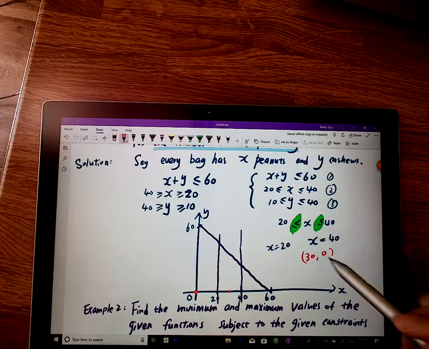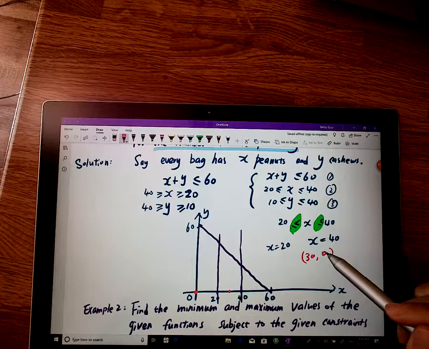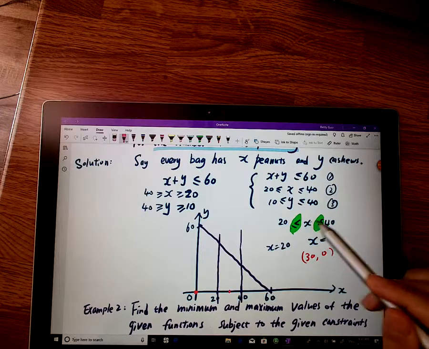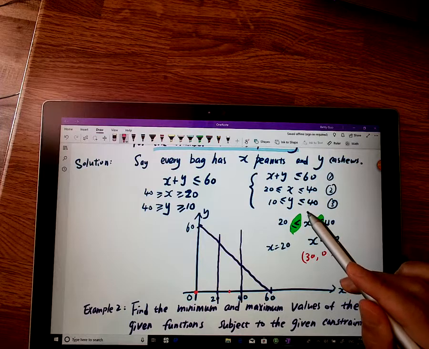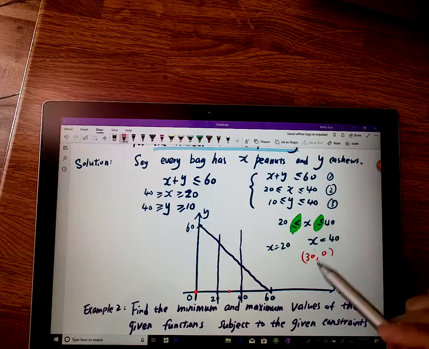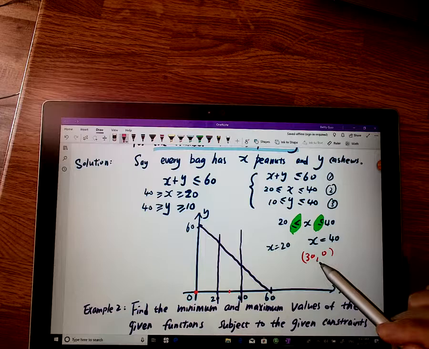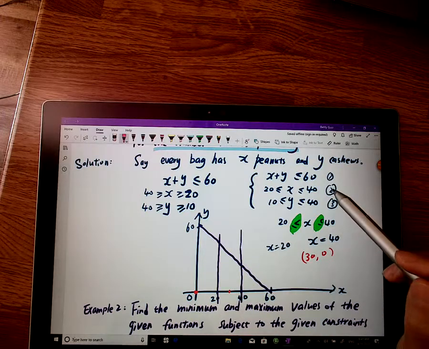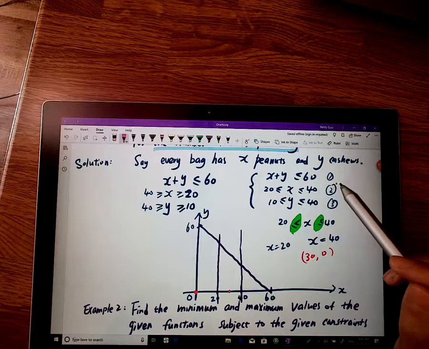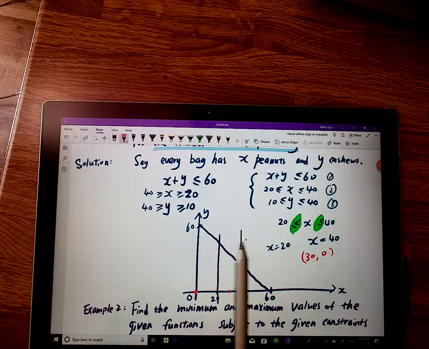Let's plug in. It really doesn't matter what the y value is, because y doesn't show up in the inequality. We plug in 30 here. 30 is between 20 and 40. So yes, this point is a solution. So we determine that the solution set of inequality number 2 is the region between the two vertical straight lines.